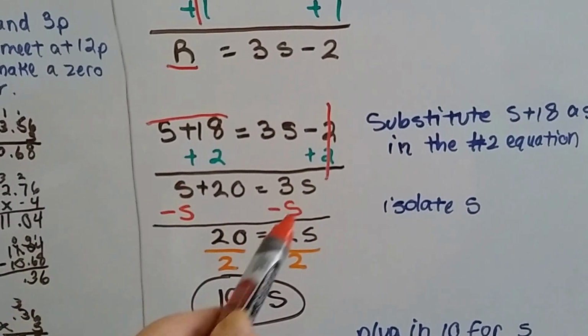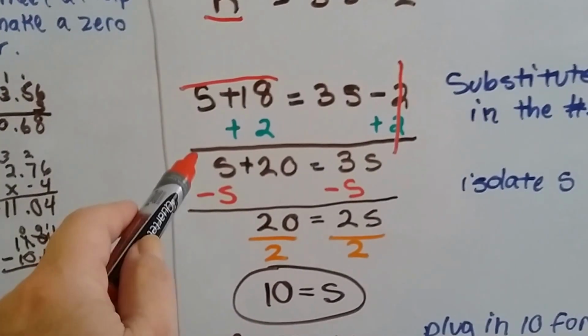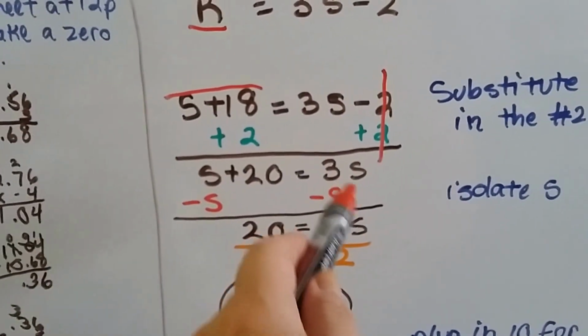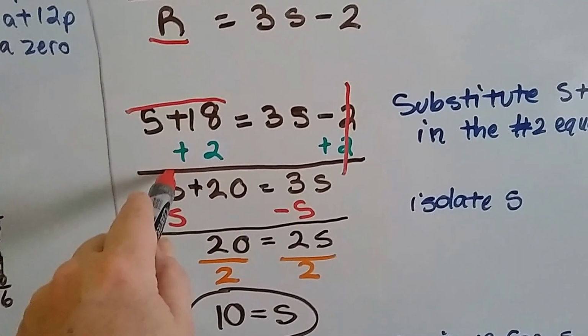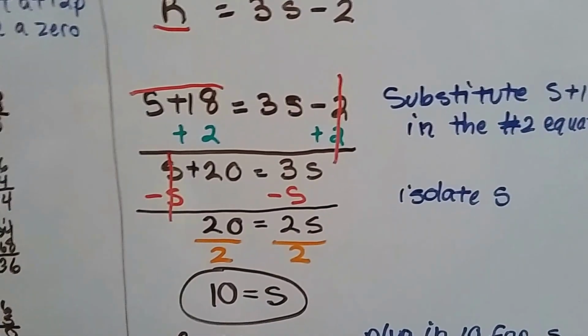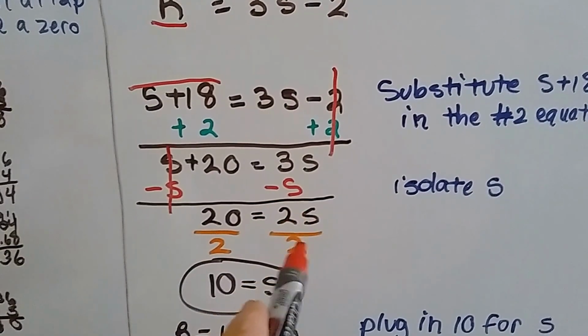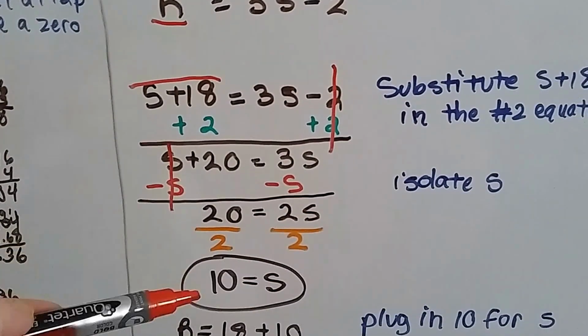So we need to isolate the S to one side, so we can take away an S from here and an S from here, create a zero pair here, right? Now we just have 20 equals 2S. We divide each side by the coefficient 2, and 20 divided by 2 is 10.